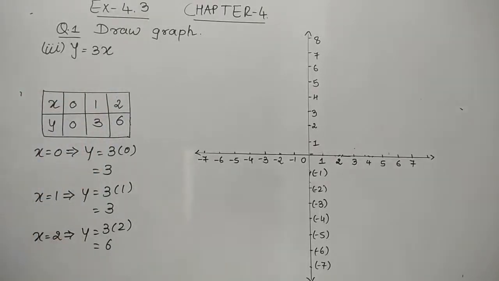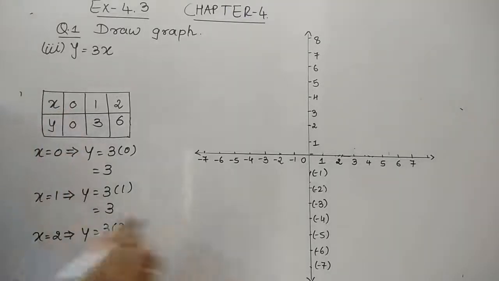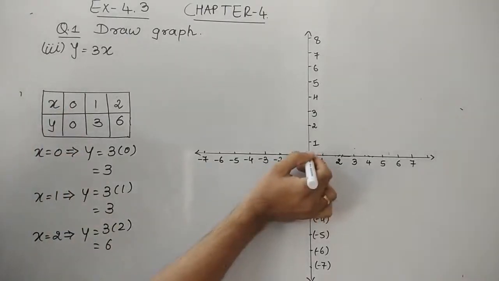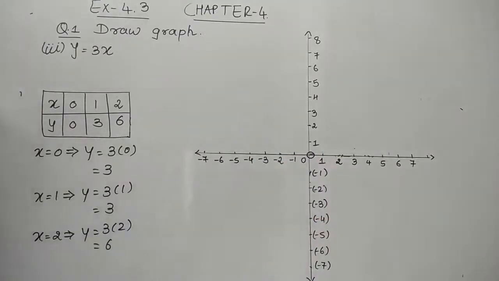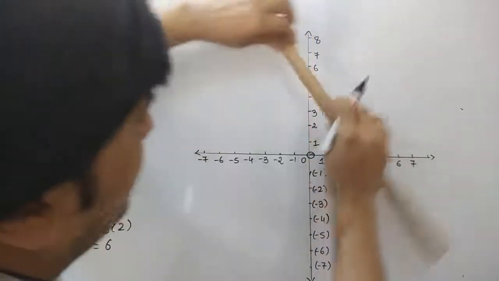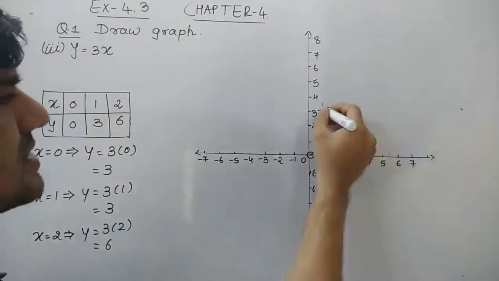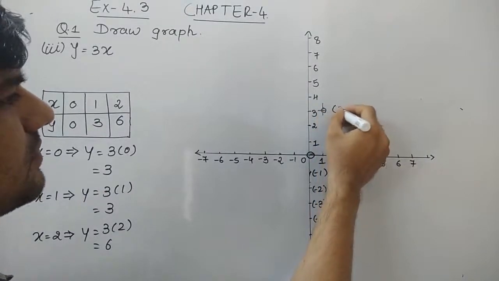Now let us represent these coordinates on the graph. See, both the coordinates are 0, that means it is the origin. This is 0, 0. Next, x is 1 and y is 3. Let us represent. Remember, x is 1 here and y is 3. So this is the point, 1, 3.